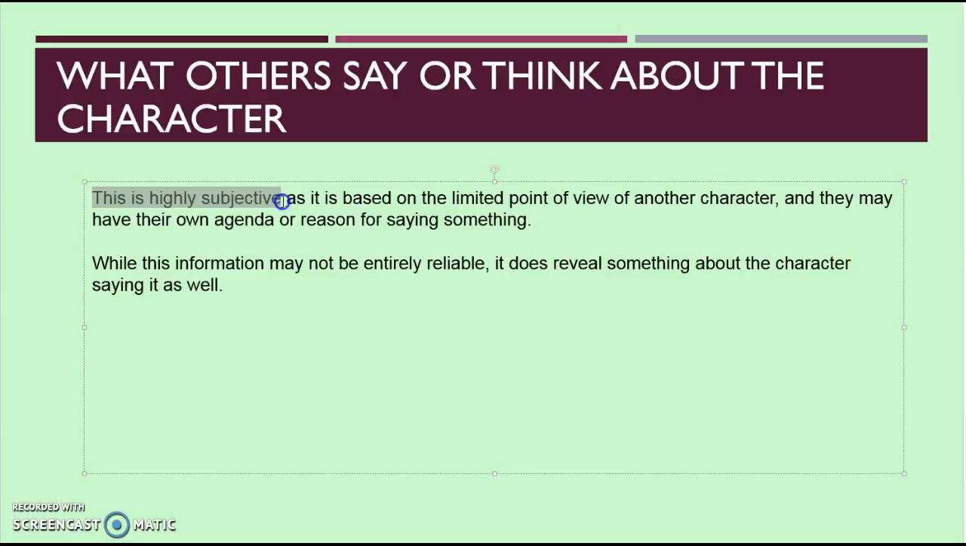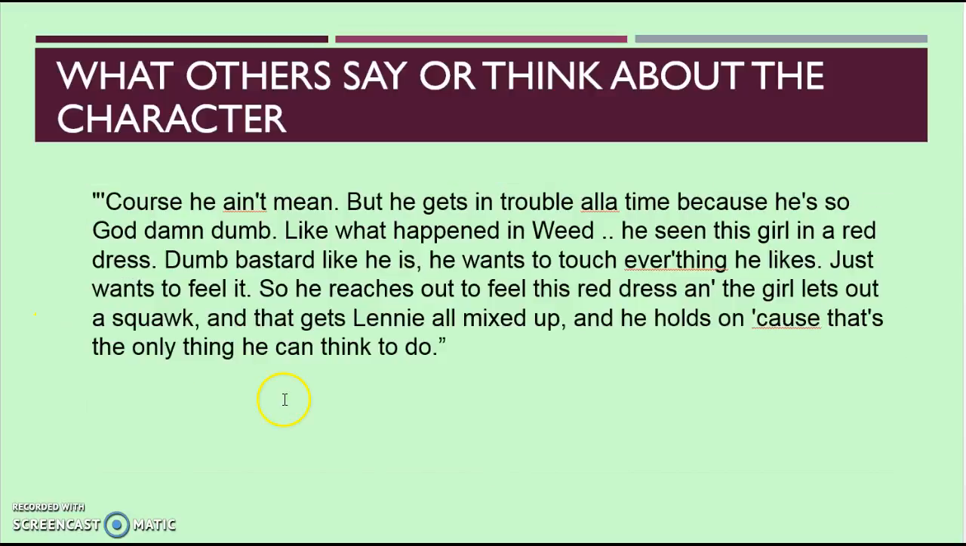So this way of revealing characters is highly subjective, can be taken lots of different ways, because it's based on a limited point of view of another character, and they might have their own agenda or reason for saying something. So they might criticise another character, say that they're really bad or ugly or rubbish or something, perhaps because they're jealous of that character or they just dislike that character for some reason. And then we're learning that the character criticising is perhaps jealous or dislikes them for some reason. So the information might not be entirely reliable, but it does tell us something about the other character who's saying it as well. Let's look at another example from Of Mice and Men.